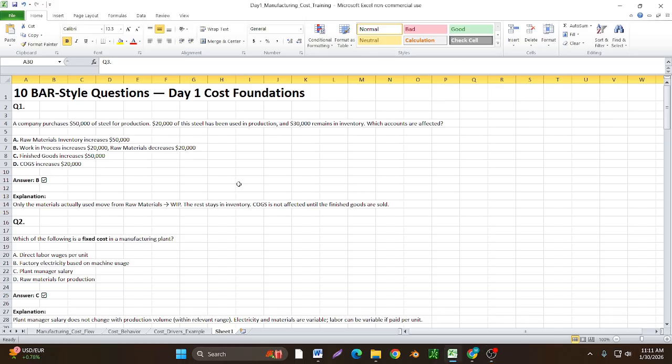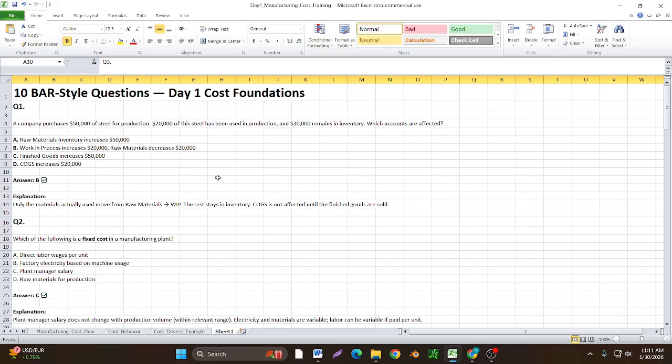All right. Now let's have some fun with some bar-style questions, which would be Day 1 Cost Manufacturing Foundations. Question 1: a company purchases $50,000 of steel for production. $20,000 of this steel has been used in production. $30,000 remains in inventory. Which accounts are affected?